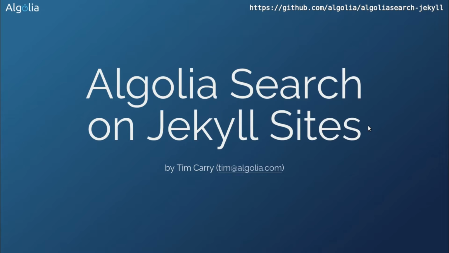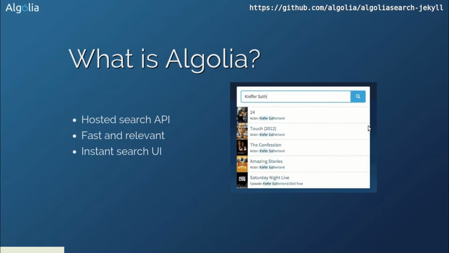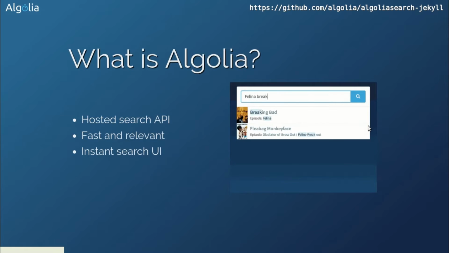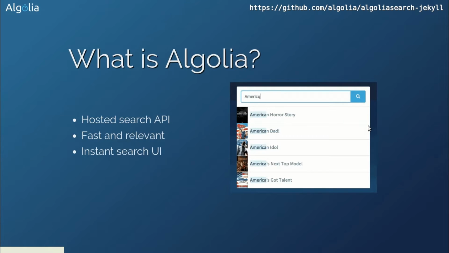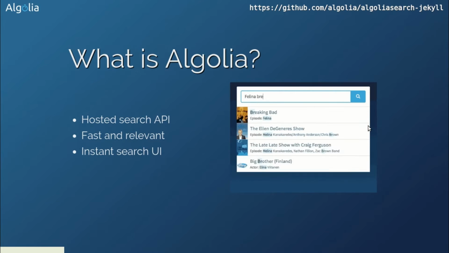But first of all, what exactly is Algolia? At Algolia we provide a hosted search API. It means that if you need to search into your data, you just have to send it to our API and then you will be able to search into it in a fast and relevant way. And we are really fast.